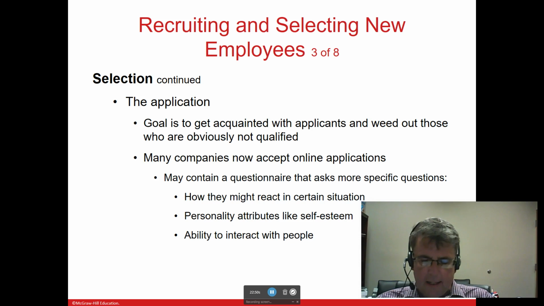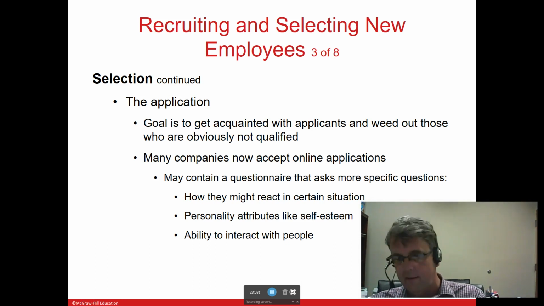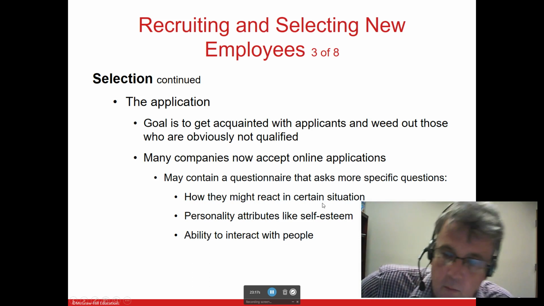Okay. Many companies now accept online applications. They can take from 2 to 52 minutes, I guess is what the book said. I don't know why they picked 52 minutes, but from 2 to 52 minutes to fill out. They may contain a questionnaire that asks more specific questions, how an employee might react in certain situations. This is a big one.